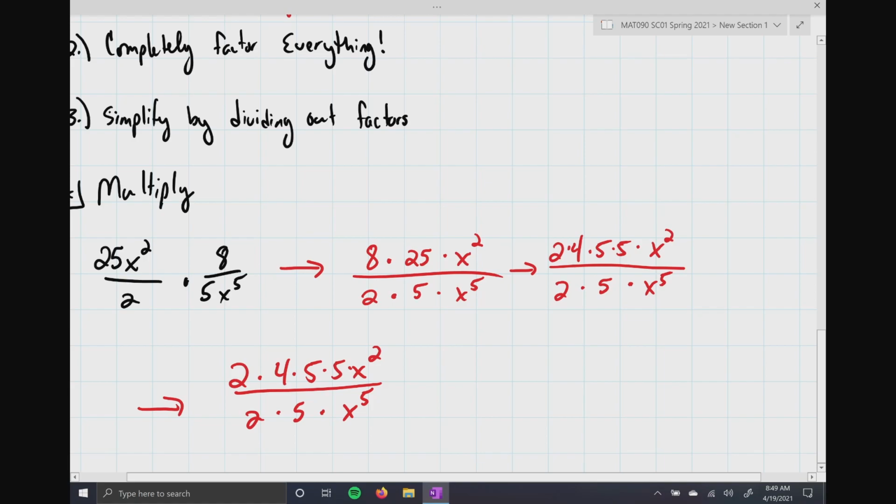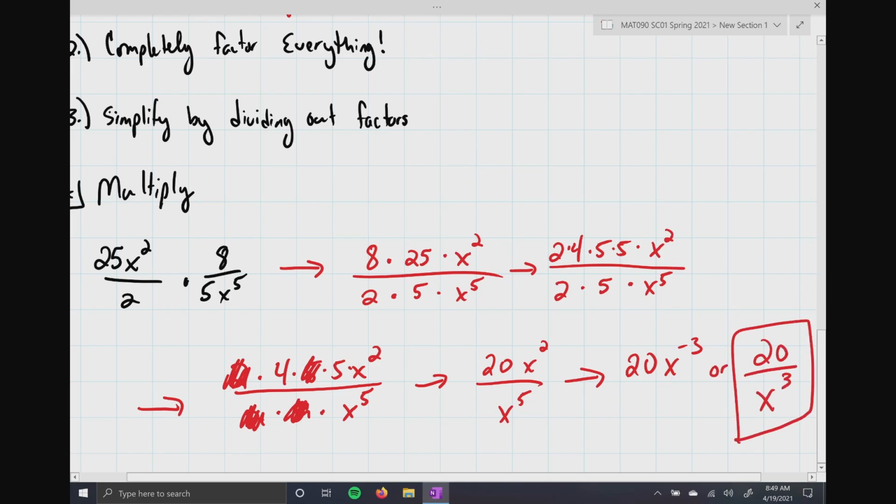So I'm going to go from left to right, and I'm looking for numbers that are the same in the numerator and denominator. 2 over 2 reduces. 5 over 5 reduces. So far, and I'm really doing each little step, you have 4 times 5, which is 20. x to the second over x to the fifth. Now, we know that if the bases are the same and you're dividing with variables, you subtract the exponents. So this is going to be 20x to the negative 3, or 20 over x cubed. And there's your first example done.